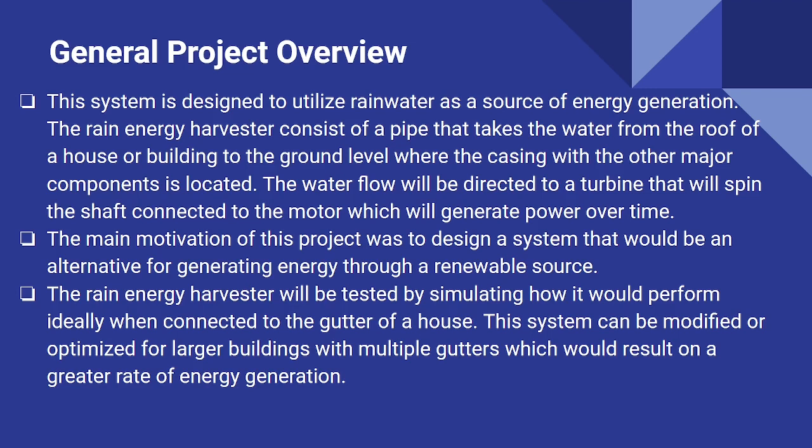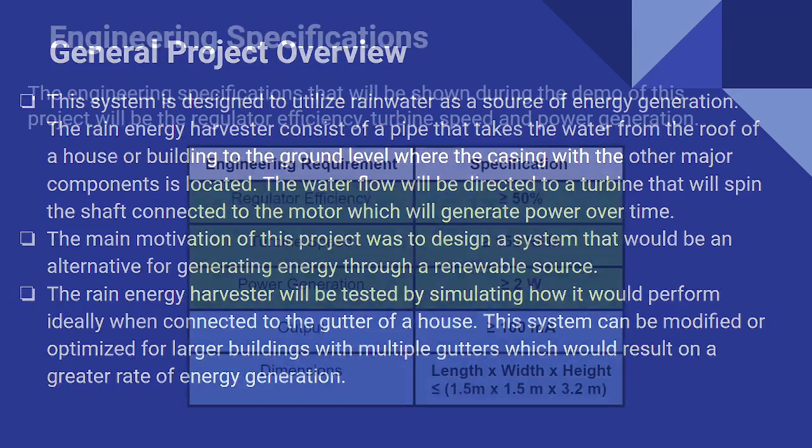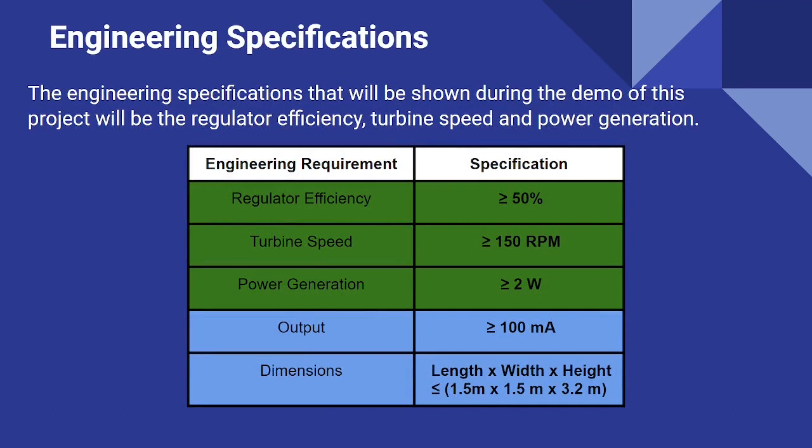For the demonstration of this project, we'll simulate how the project will perform ideally connected to a single gutter. The following results and videos will be showing the regulator efficiency, turbine speed, and power generation that the rain energy harvester currently has. These three specifications will be the ones shown in the final demo of this project. For all of these requirements, we're expecting higher and more consistent results in the final demonstration. These specifications will be shown on the LCD screen as a result from the measurements of our sensors.